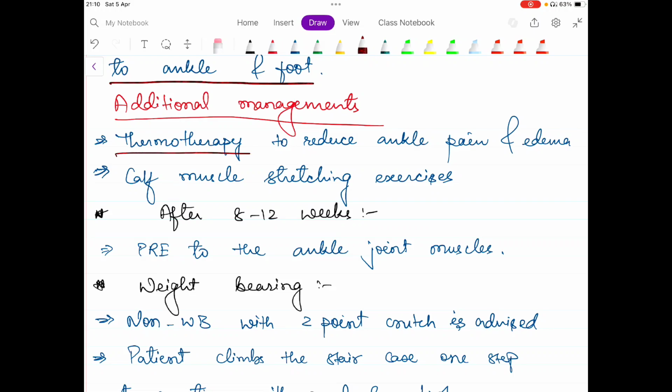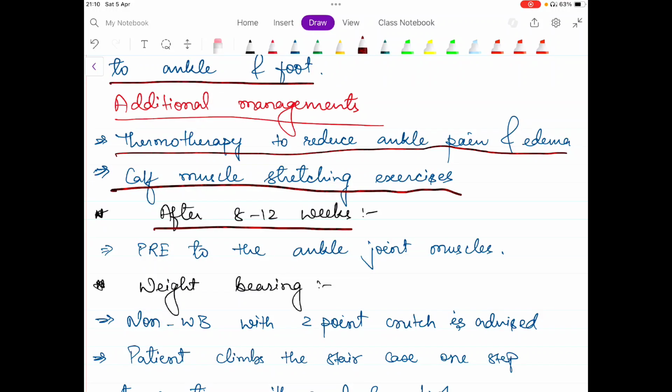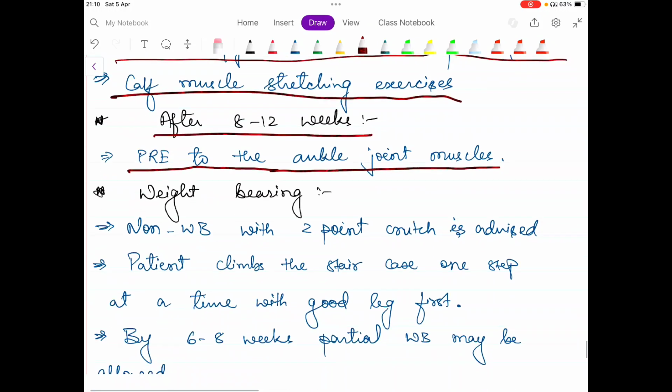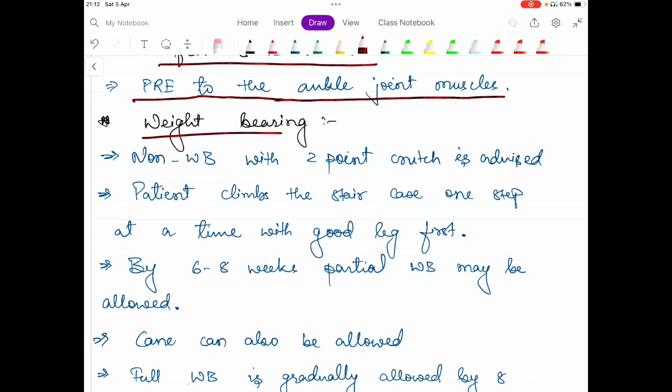Now there are some additional managements too, such as thermotherapy to reduce the ankle pain and edema. Calf muscle stretching exercises are advised. Now, after 8 to 12 weeks, PRE, progressive resisted exercise to the ankle joint muscles, is suggested. Now, let's talk about weight bearing, like when the patient is suggested to bear weight on his or her ankle.